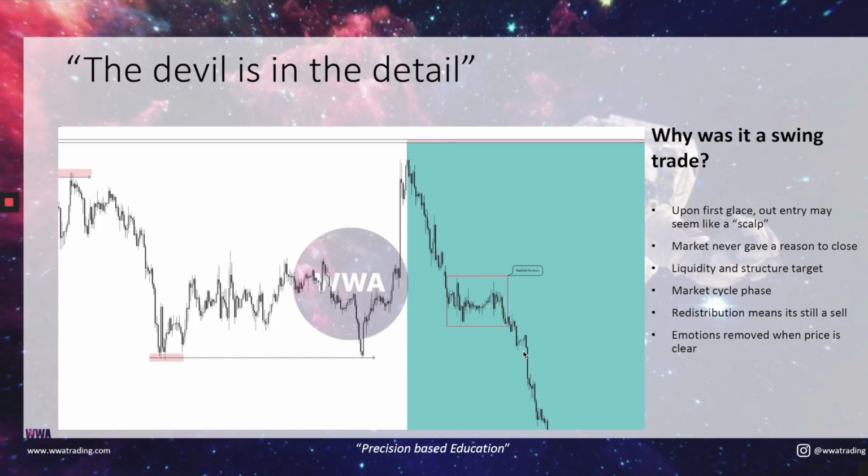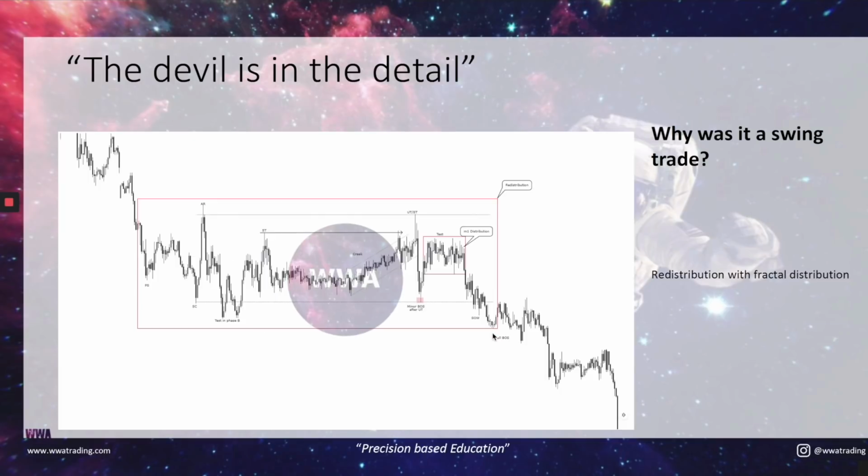But the reason I decided not to do that and actually hold the trade further was because I saw another market cycle presenting, which was a redistribution, which confirms to me that we are going to have continuation of trend. Let's have a closer look. So here we can see that redistribution on a lower time frame, very textbook, very clean, very clear.